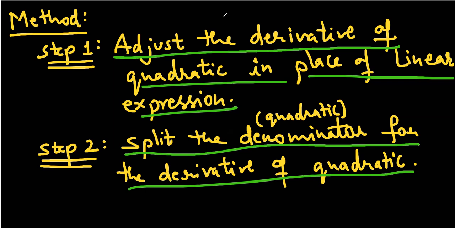Now in the earlier type, you know what happened? The denominator was equivalent to quadratic. But here the denominator is not equivalent to quadratic. The denominator is root of quadratic. But it is still okay. We have to do the same. Once we have obtained the derivative of quadratic in the numerator, that is, the required adjustments have been done, we will split the denominator for the derivative of the quadratic.